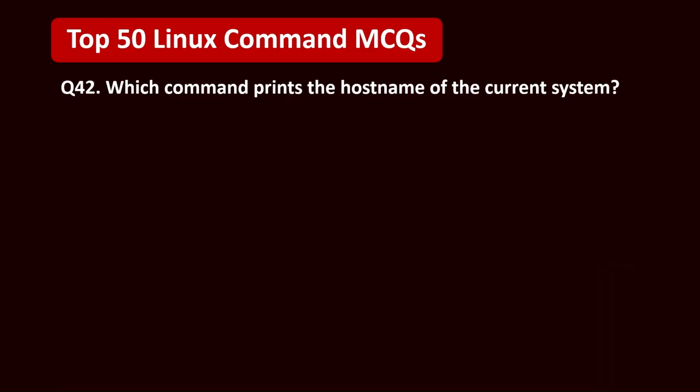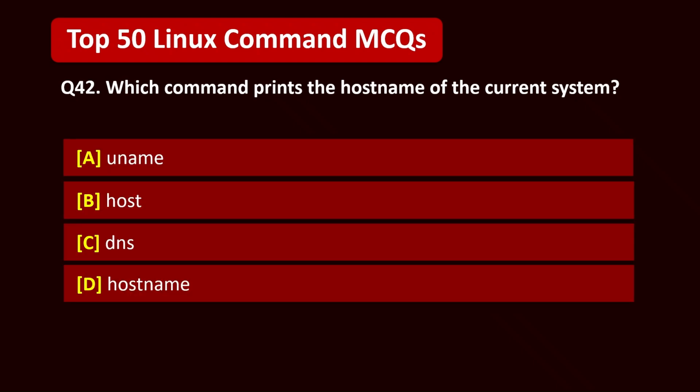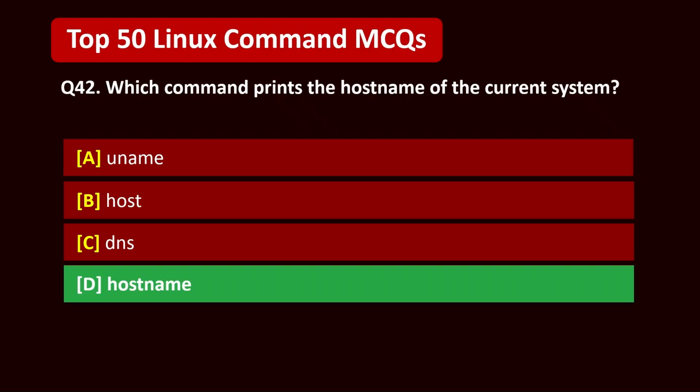Question 42. Which command prints the hostname of the current system? A. Uname, B. Host, C. DNS, D. Hostname. 5, 4, 3, 2, 1. Correct answer is D. Hostname.